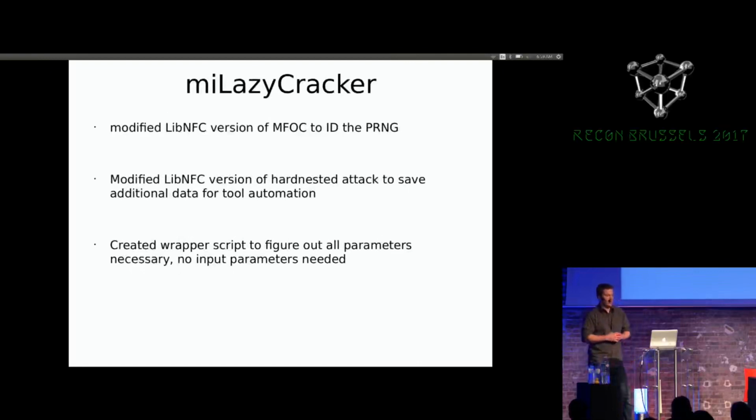So really what I did here is I modified the libNFC version of MFOC to identify if it has a new pseudorandom number generator, which is not vulnerable, or the old one. I modified the libNFC version of the hard nested attack to just hold on to some more information so I can automate this and you don't have to figure out what keys are unknown and type in more parameters. And I also created a wrapper script to just figure this all out.